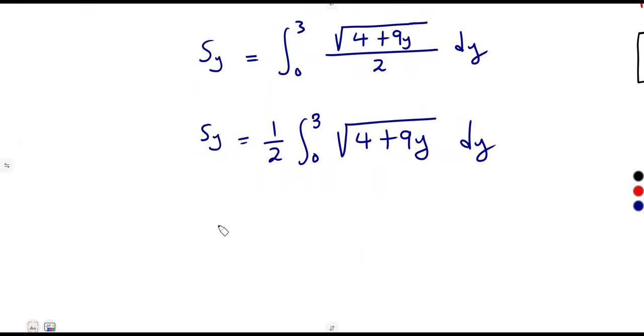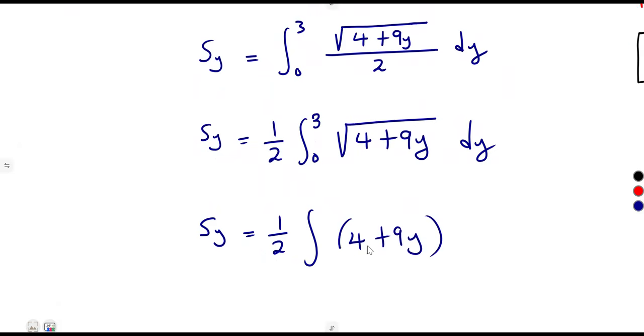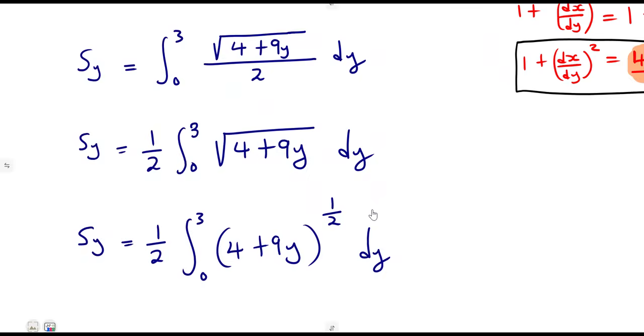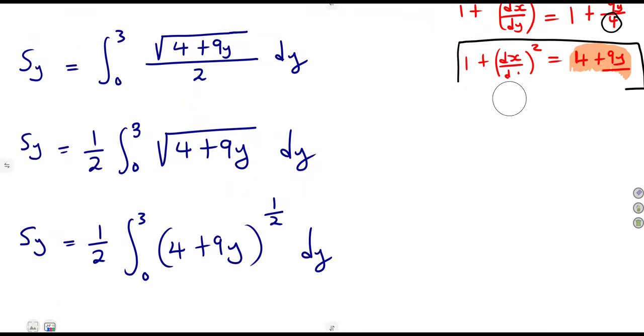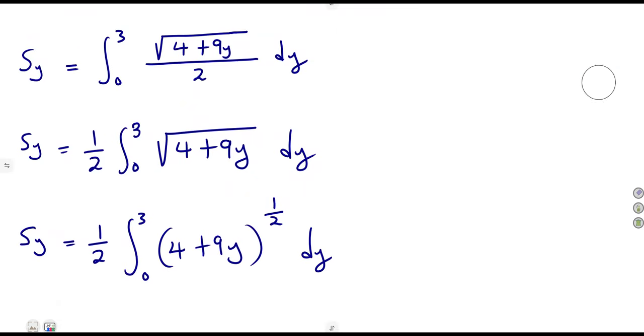Also by inspection. Remember, for this question paper, I've been talking about inspection, factorization. I mean, the integration by what? Inspection. This here is the same as 4 plus 9y to the exponent of a half, if we check it properly. So we can use our inspection concept here.